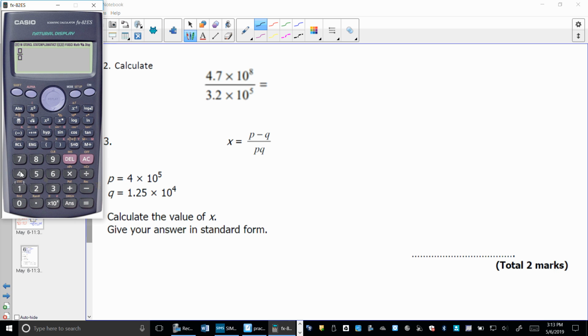P is this number here, so 4 special button 5. Subtract Q, which is this one, 1.25 special button 4. And then on the bottom, we're going to do those two numbers multiplied. So 4 special button 5 multiplied by 1.25 special button 4. Enter that in. There's our answer. Yep. Okay. Right. So that is that test gone through.